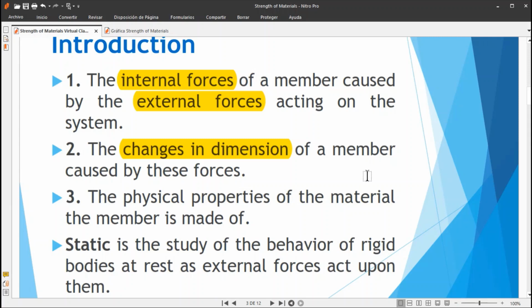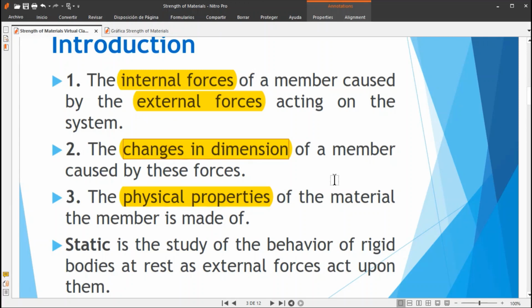Number three, the physical properties of the material the member is made of. There are certain characteristics that we are going to identify in a specific material. Regardless of the size, some materials can have specific behaviors according to certain forces. For example, we cannot expect a piece of wood to react in the same way as a piece of steel when we are applying shock, that means when we are hitting with a hammer. Evidently the iron is going to resist more. These are the physical properties that we are talking about here, okay?